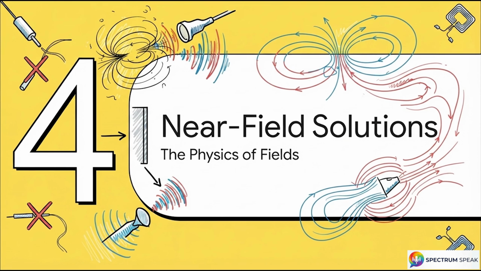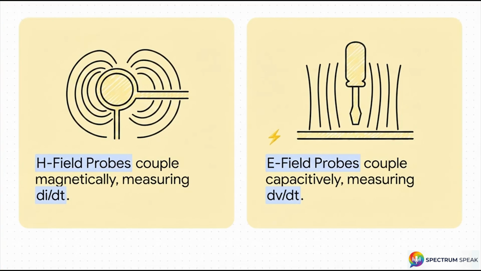Section 4. Non-contact near-field solutions. Let's pivot away from the dangerous physics of physical contact and embrace the physics of electromagnetic fields. This brilliantly illustrates our two primary weapons in near-field metrology. First, we have magnetic field, or H-field probes. These are shielded loops that couple magnetically via Faraday's law of induction, generating an output voltage that is directly proportional to the time derivative of the current, or di/dt.